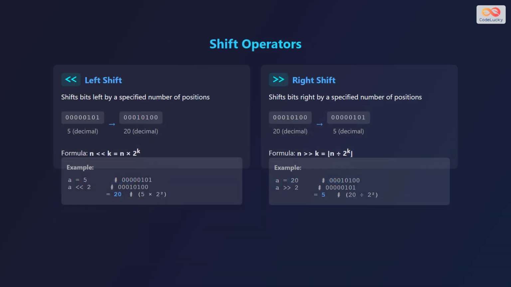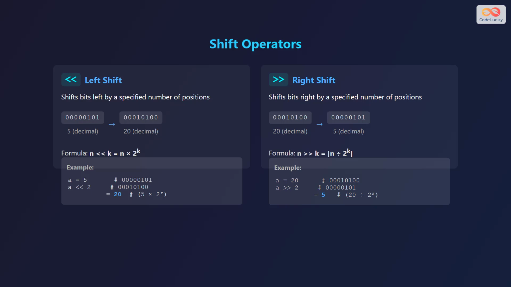Next, we have shift operators, which shift the bits of a number to the left or right. The left shift operator shifts the bits to the left by a specified number of positions. For instance, shifting the binary number 00000101, which is 5 in decimal, 2 positions to the left, results in 00010100, which is 20 in decimal. The formula for a left shift is n left shift k equals n times 2 to the power of k.